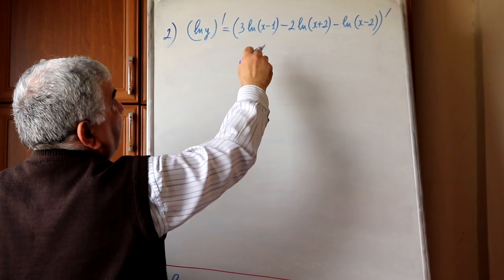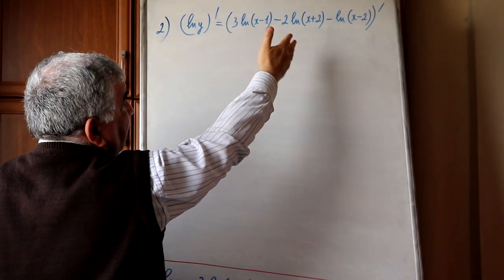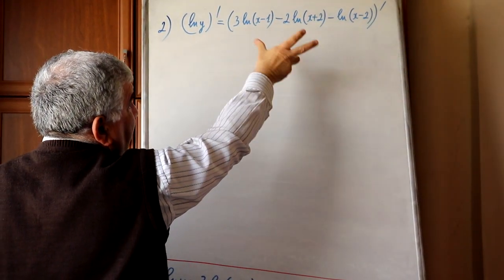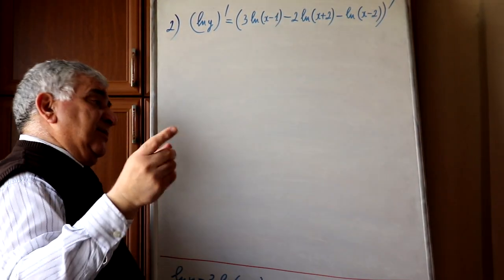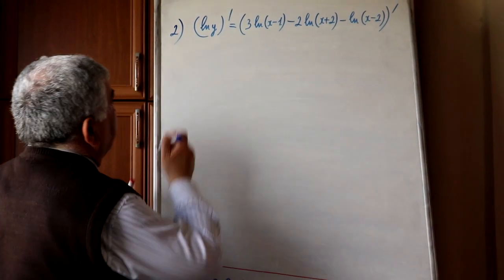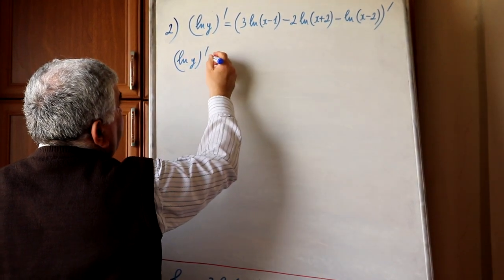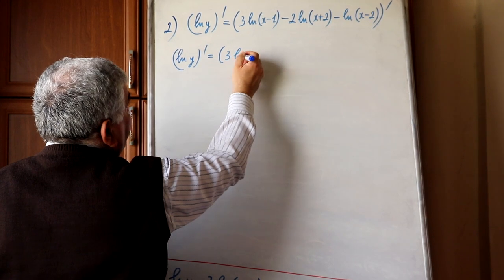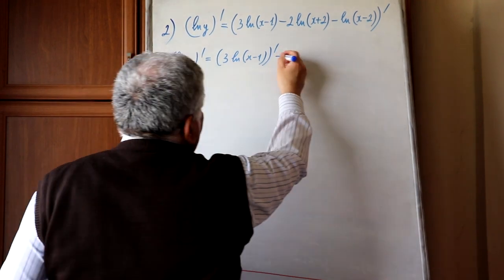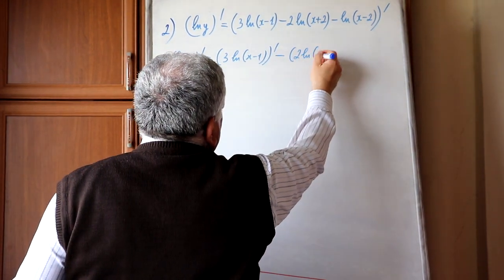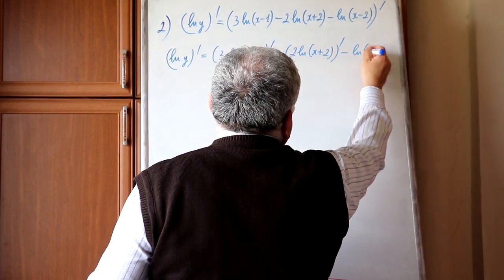Then you know that we have the algebraic addition in the parentheses, and you know that the derivative of algebraic addition is the algebraic addition of the corresponding derivatives. Then continue. Natural logarithm of y prime equals 3 natural logarithm of x minus 1 prime minus 2 multiplied by natural logarithm of x plus 2 prime minus natural logarithm of x minus 2 prime.